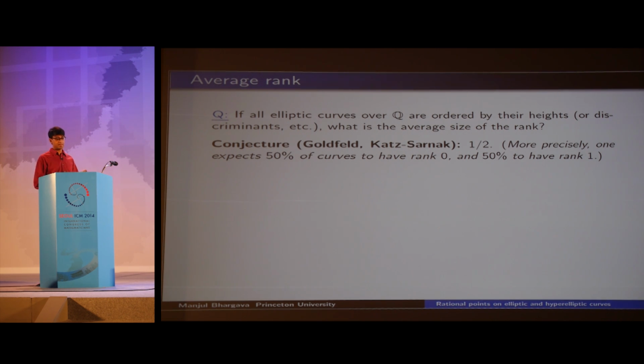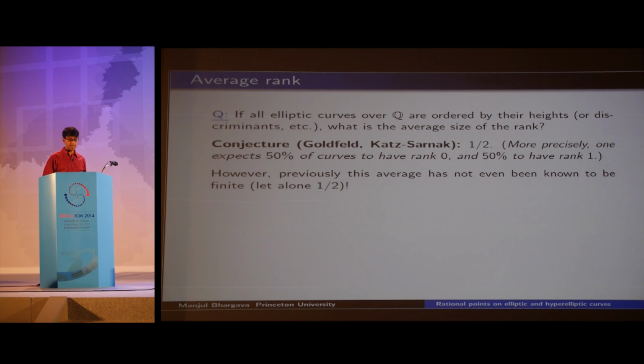This implies that 0% of curves should have rank at least 2. That's not to say that no curves have rank 2 or more. It's just saying that density-wise, the expectation is that they should occur 0% of the time, 0 density. So this is the standard conjecture due to Goldfeld and Katz-Sarnak.